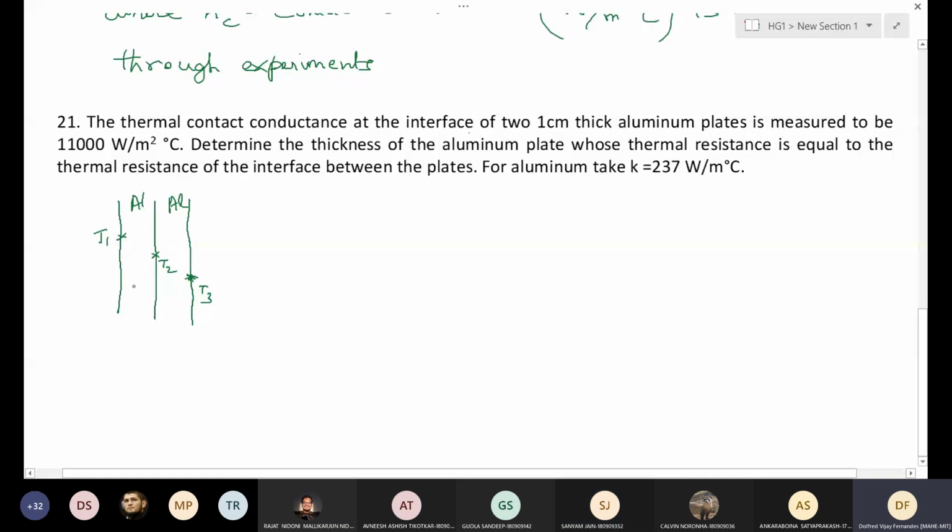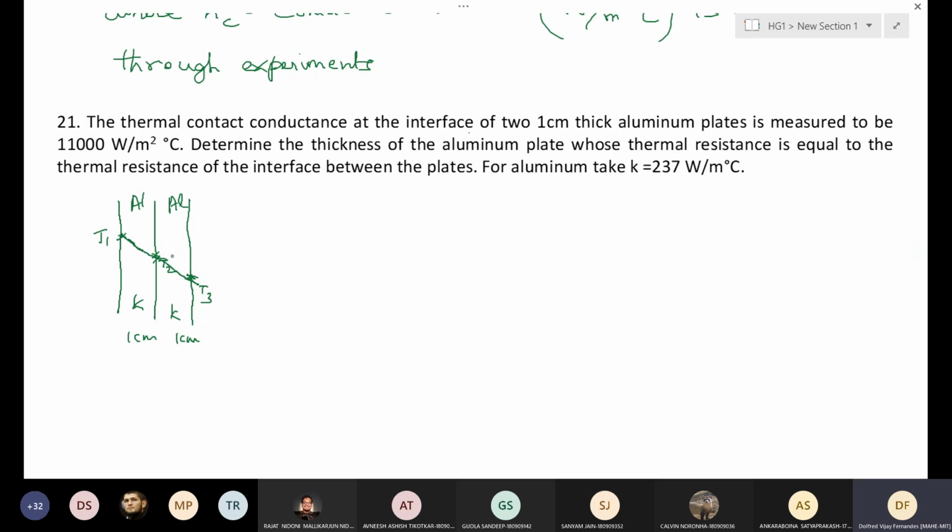Because these two materials have the same thermal conductivity and the thickness is the same, 1 centimeter here, 1 centimeter there. Even if the thickness is not the same, we will have a straight line passing through these three points. This is perfect thermal contact.